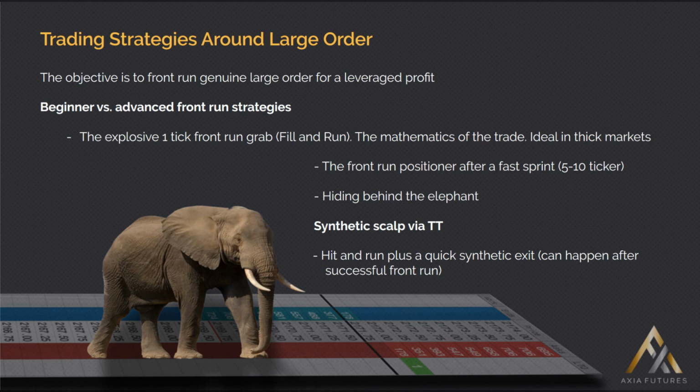So those fast sprint large order trades don't exist too often, but when you observe them, they are great trading strategies and high probability plays. And then there's the hiding behind the elephant trade.